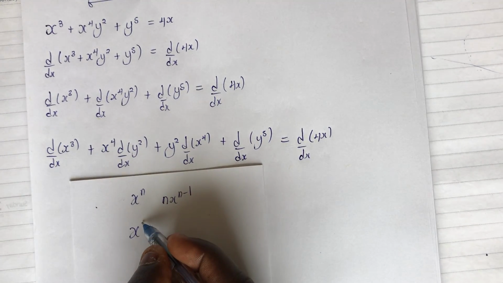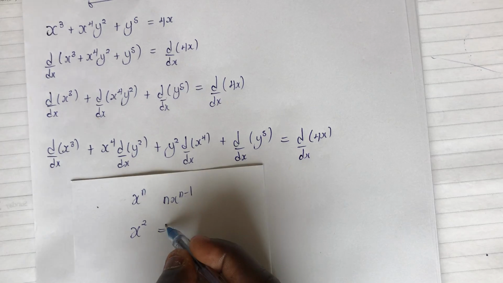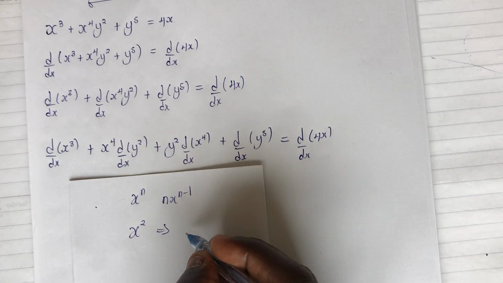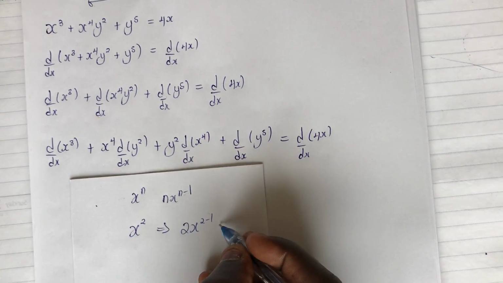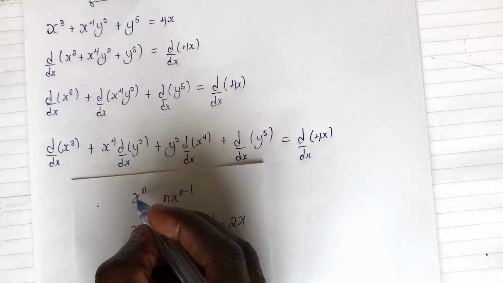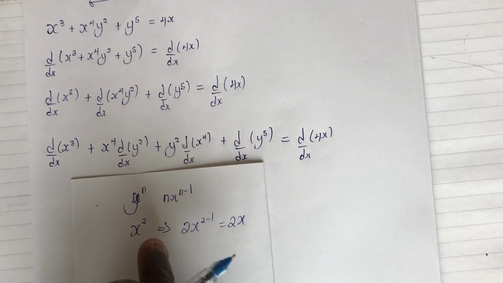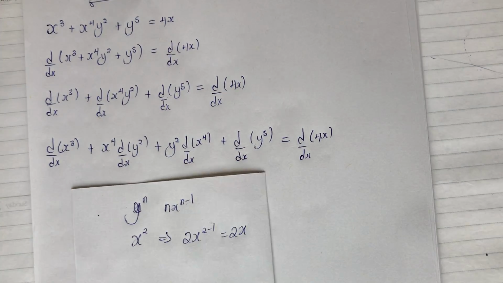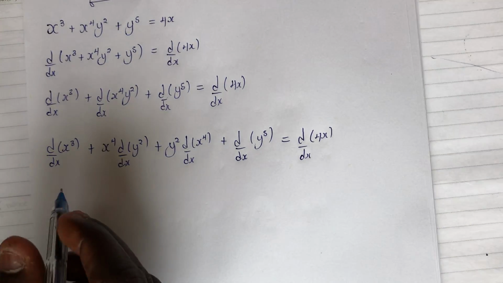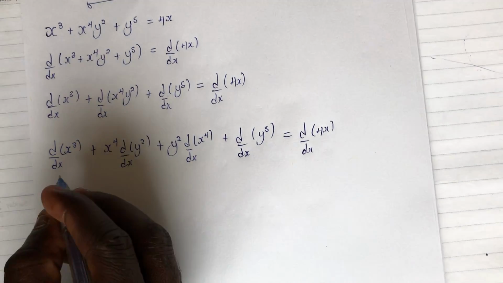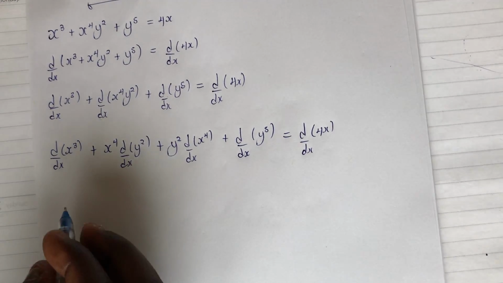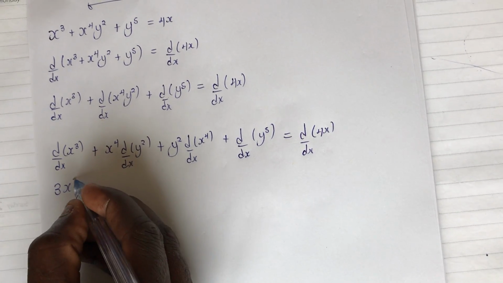So if I have x raised to the power 2, then the derivative of this will give me 2x to the power 2 minus 1, giving me 2x. If this variable is y, you repeat the same steps. So let's do that. Now when I differentiate this, I am getting 3x squared.